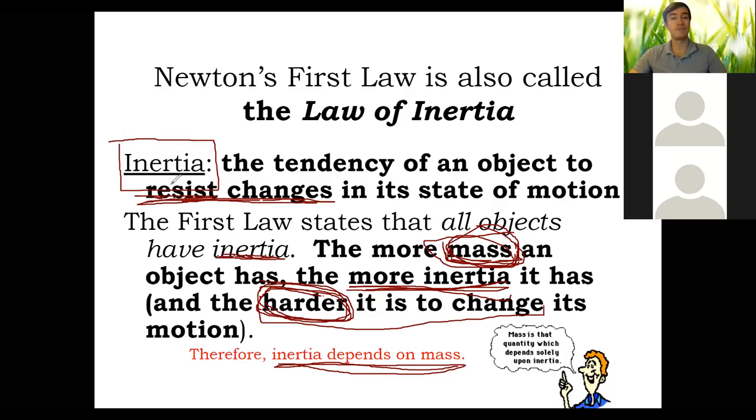So that's why for a lot of running backs in the NFL, and especially the offensive and defensive linemen, it helps them to be really, really big and muscular, because the bigger and heavier that they are, the harder it is for people to stop them. The harder it is for people to move them out of the way.